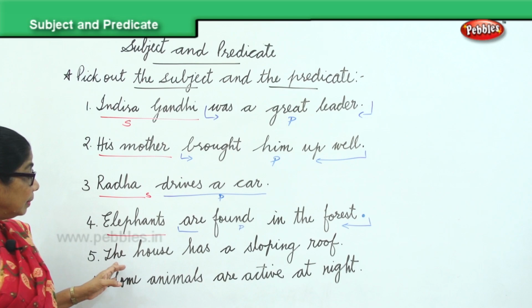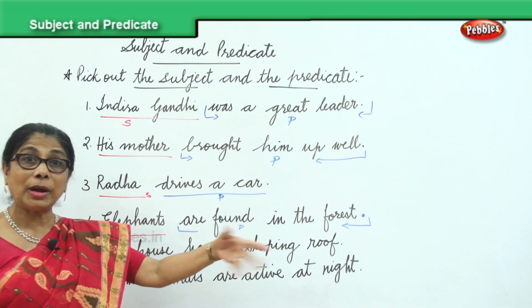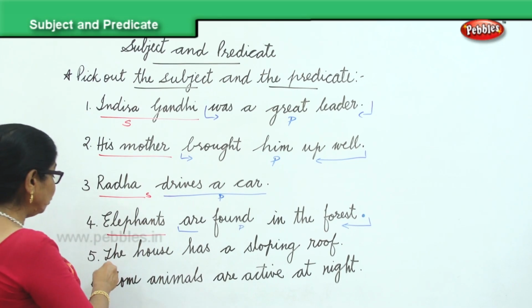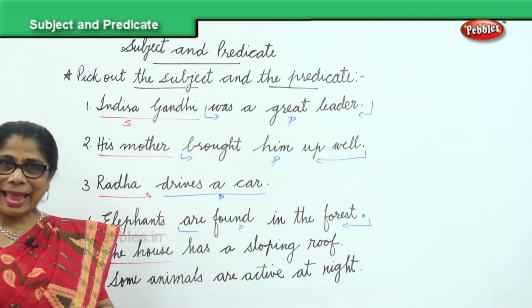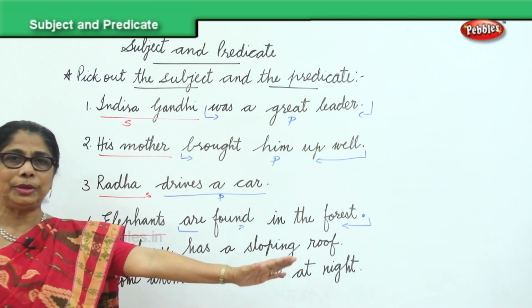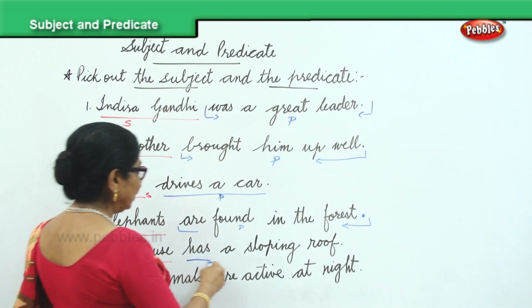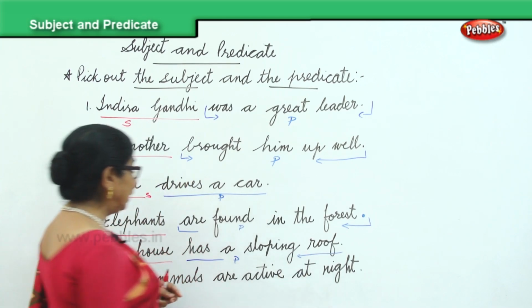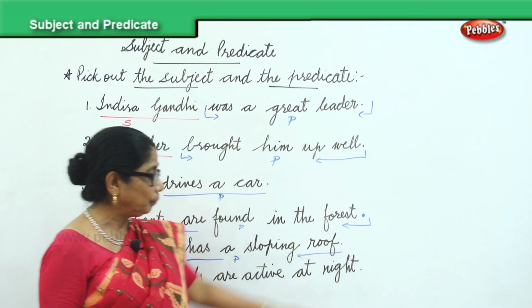Finally, you have, the house has a sloping roof. What are we talking about? We are talking about the house. The house. That's the subject. What does the house have? Has a sloping roof. That is the predicate. And it begins with the capital letter and it ends with the full stop.